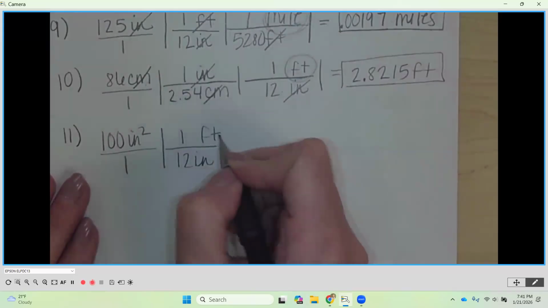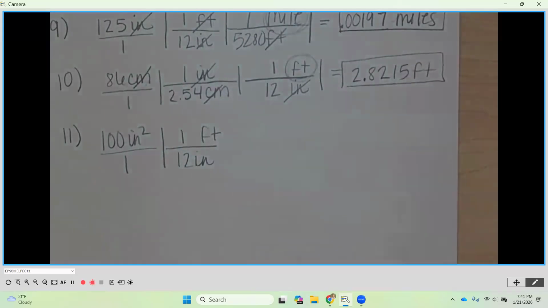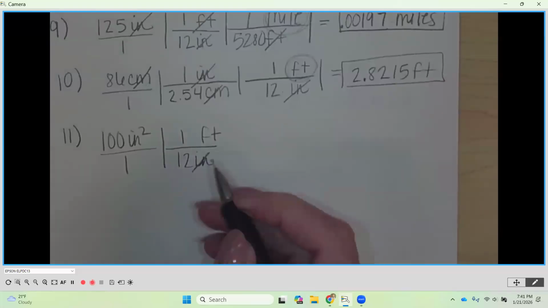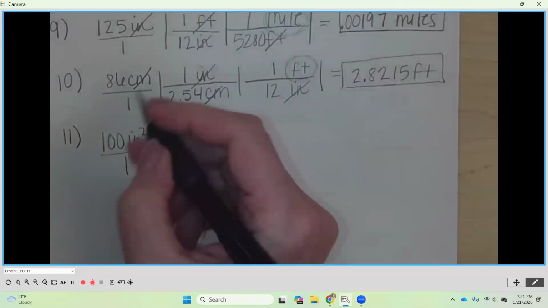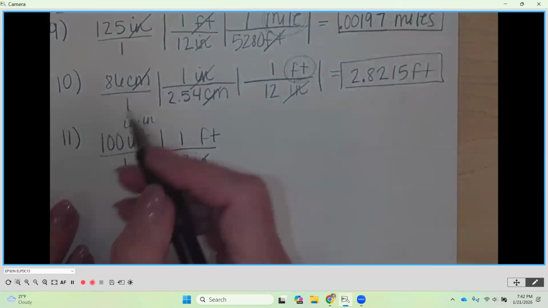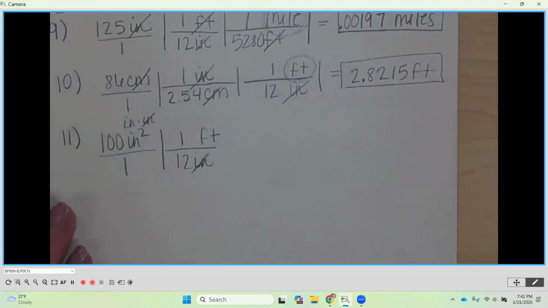And I know that 1 foot is going to go on the top. Now, because this is square inches, I can't do this just once, because my inches will only cancel out one of the inches here. This is inches times inches, right? When it's inches squared, only one of these goes. I've got to do it 2 times in order to clear the square. Does that make sense? Okay.